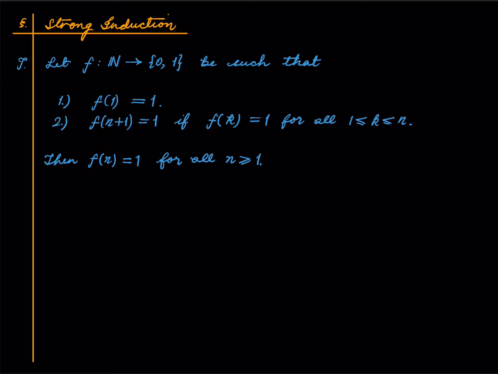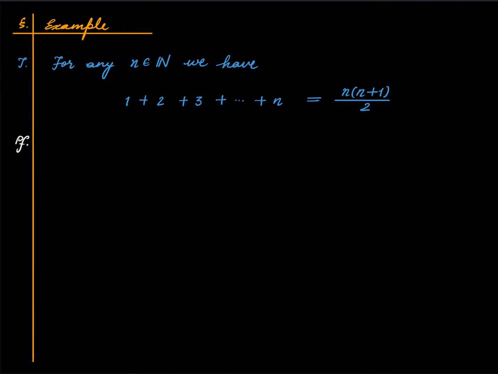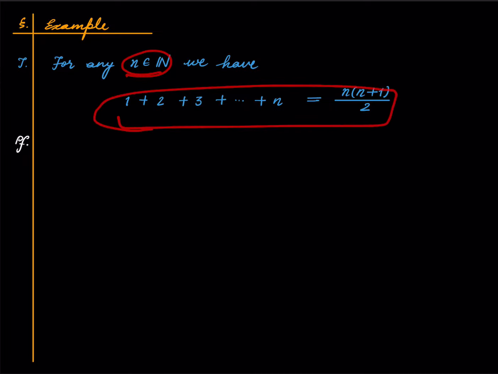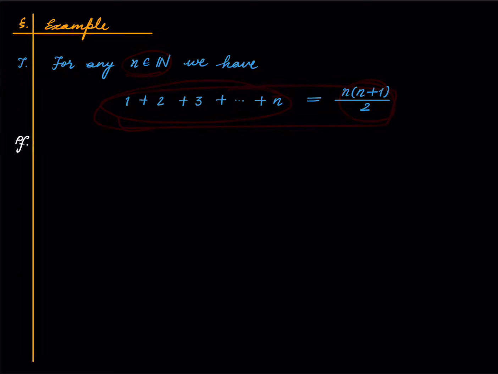So now let us use this to prove something very, very basic. Again, it is something which I hinted at earlier, which I'm sure we know from high school. So for any natural number n, we have this equation. The sum of the first n natural numbers is that expression. And this is something that we can prove using the principle of mathematical induction. In fact, weak induction will suffice.